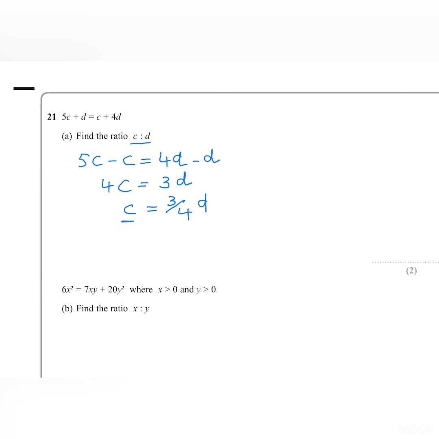So 1c equals 3/4 of a d. So if d was, let's just say, a 4, c is 3/4 of that number, which is 3. So the answer, c to d in a ratio, would be 3 to 4. Okay, so there's no equal sign here. It's a ratio.